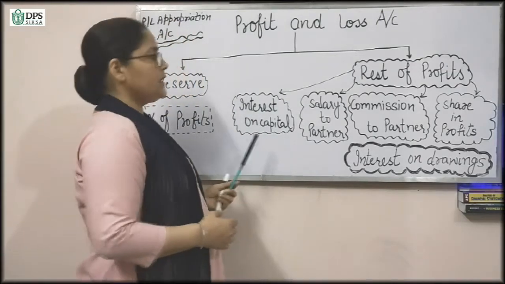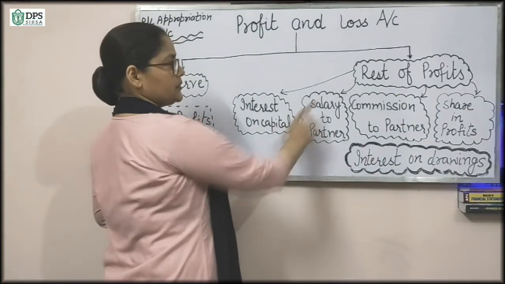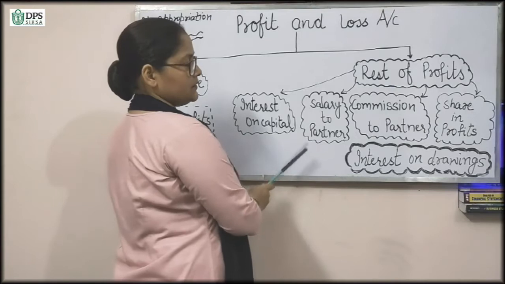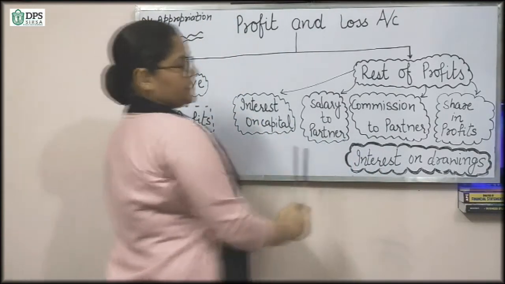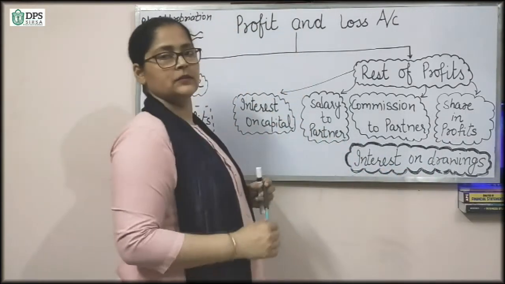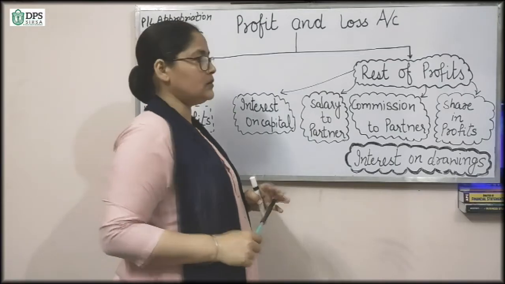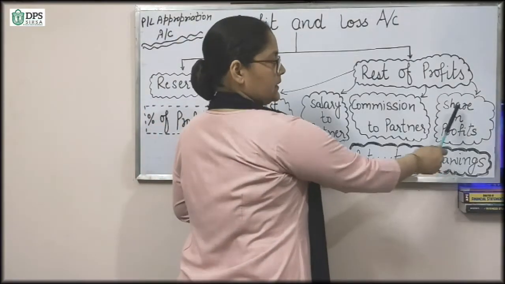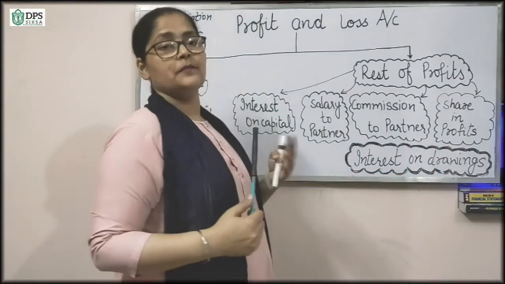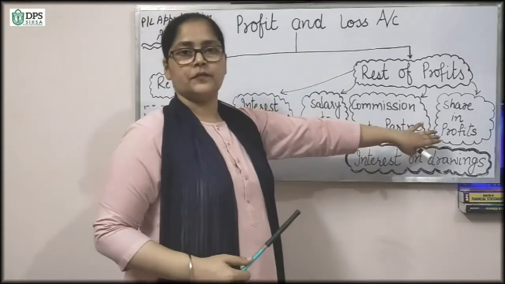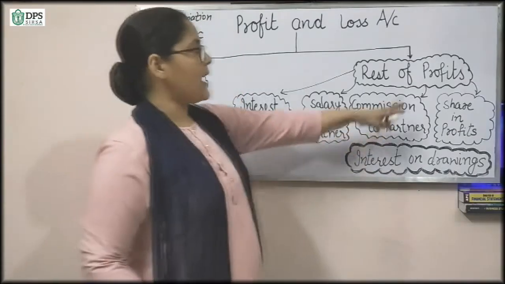So first of all, from the rest of the profit, interest on capital will be given, and then salary will be given, then commission, and then after deducting these three things, whatever balance is left in the P&L appropriation account, we will give partners as share in profits. One more thing is that interest on drawings will be added to profits.